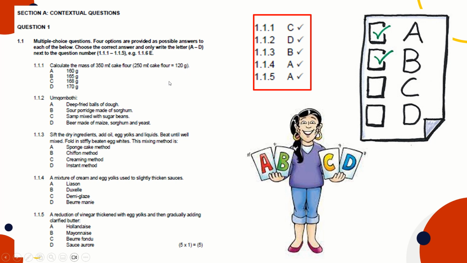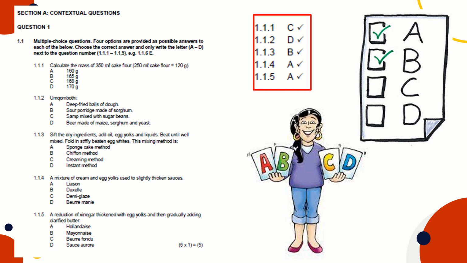Now for this question, you need to have your calculator with you to help you to calculate the question. It can either be A, 160 grams, B, 165 grams, C, 168 grams, or D, 170 grams. If you've calculated correctly, the correct answer will be C, 168 grams.